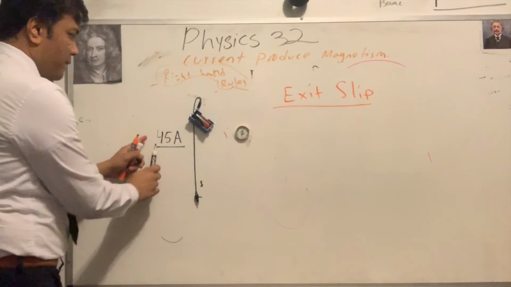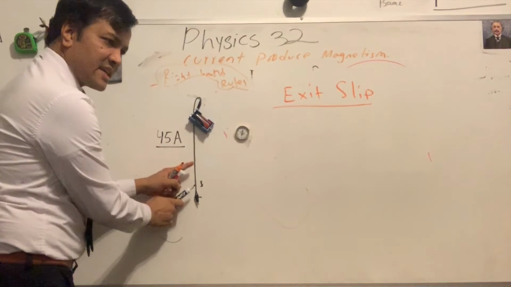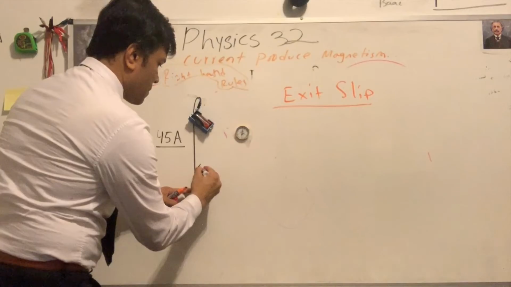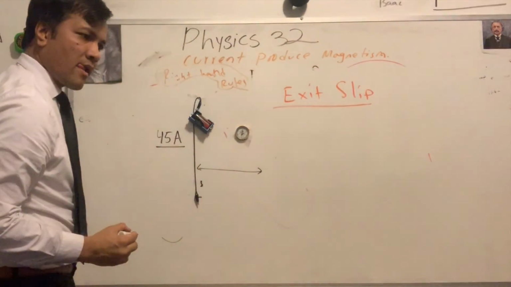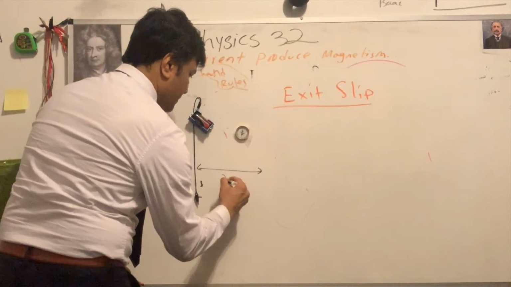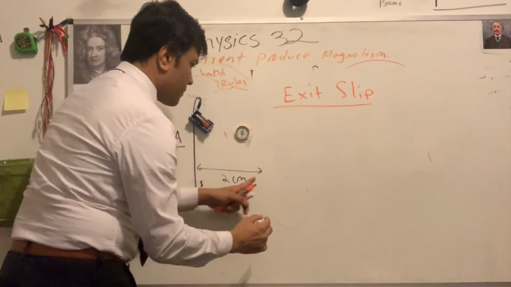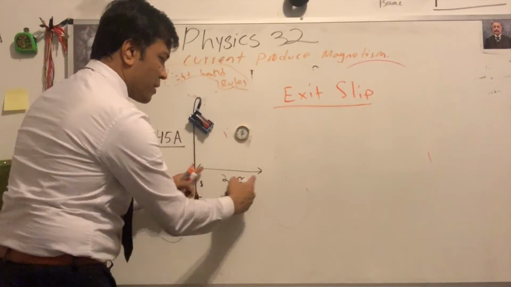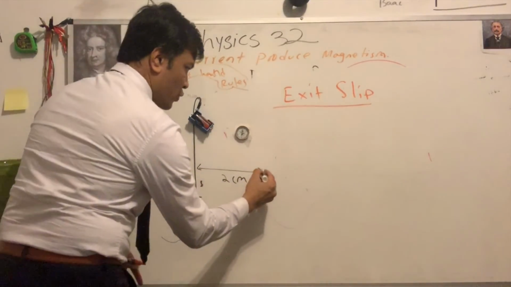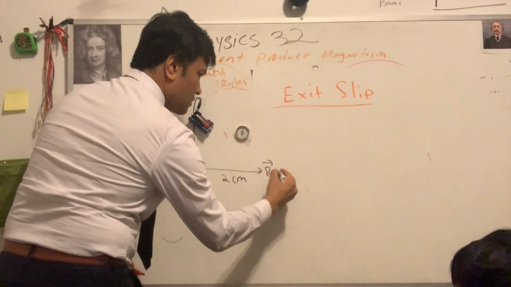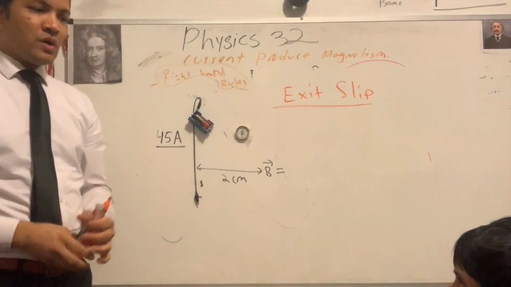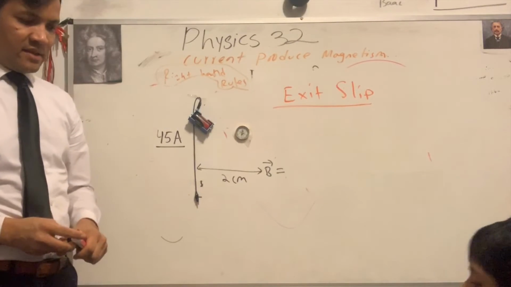Okay, I have 45 amps of current inside the wire, and we saw that it could deflect the compass. So would it have some magnetic field? We want to find the magnetic field 2 centimeters away from the current carrying wire. We're going to do that using our equation, mu I over 2 pi r. Go ahead, 1 minute. You do it independently this time.